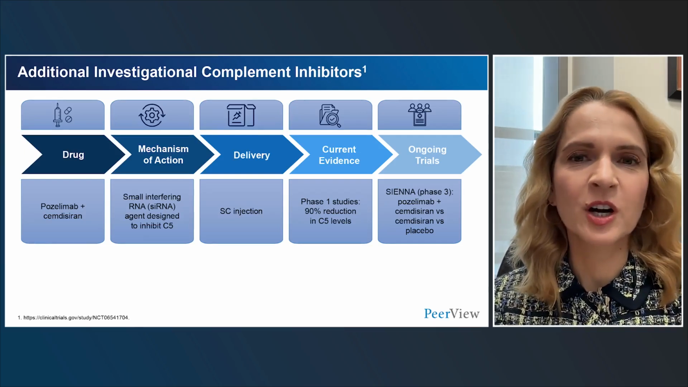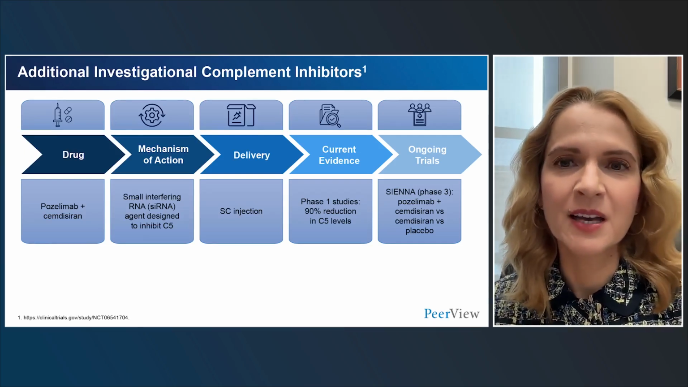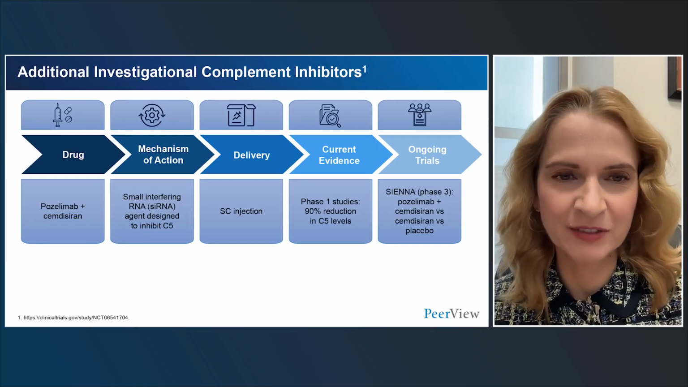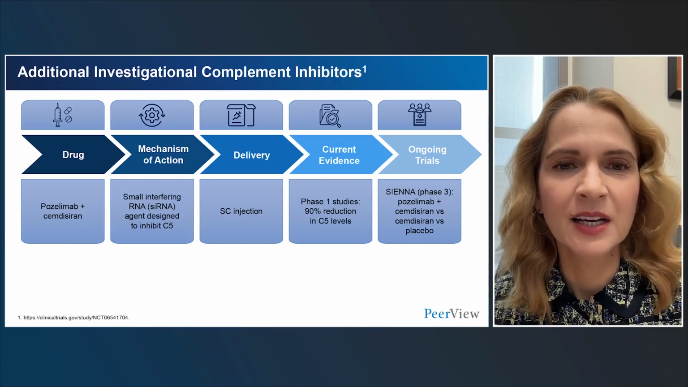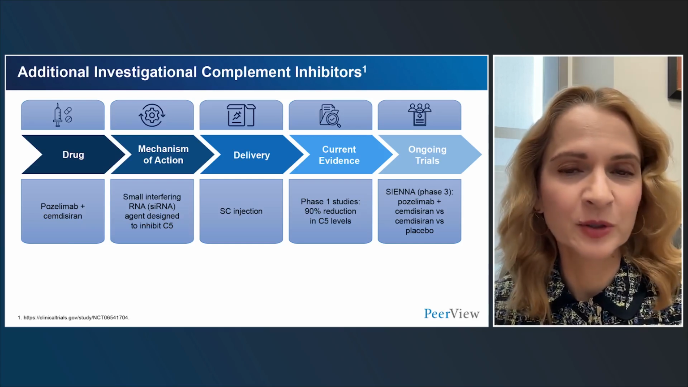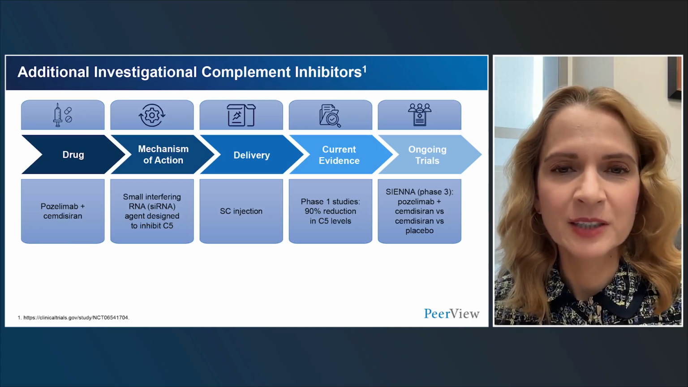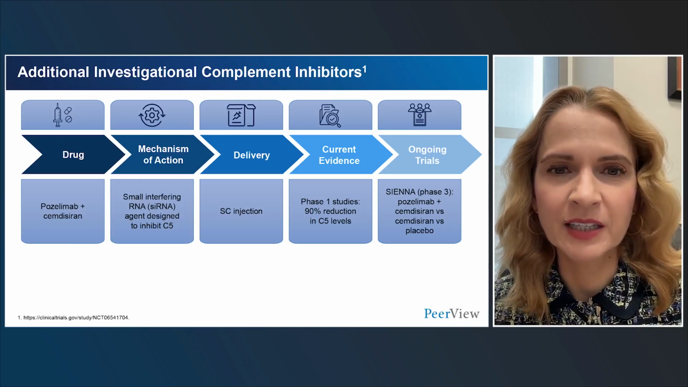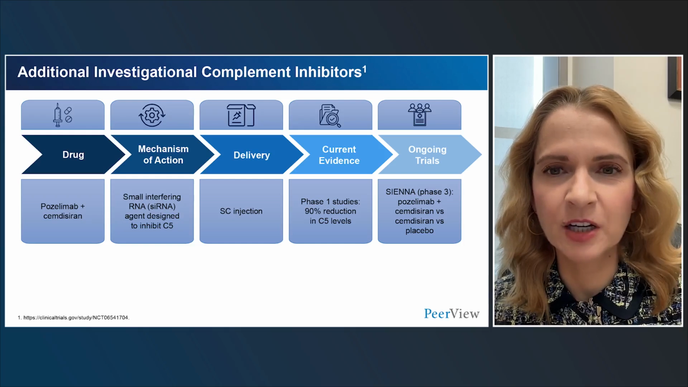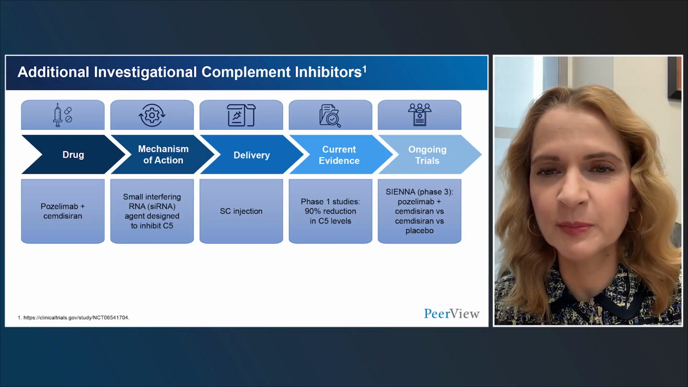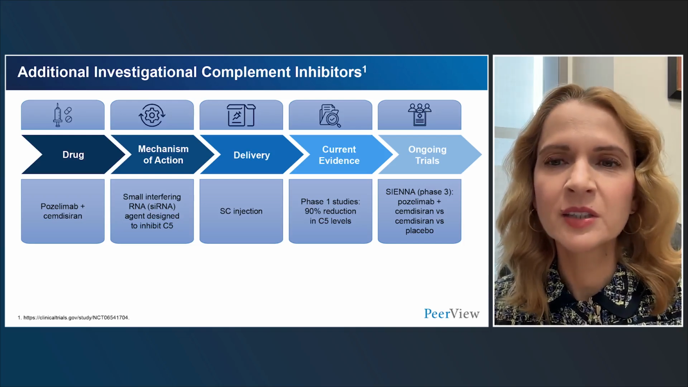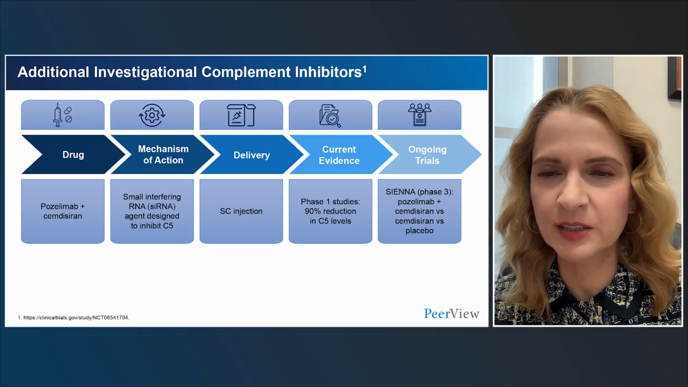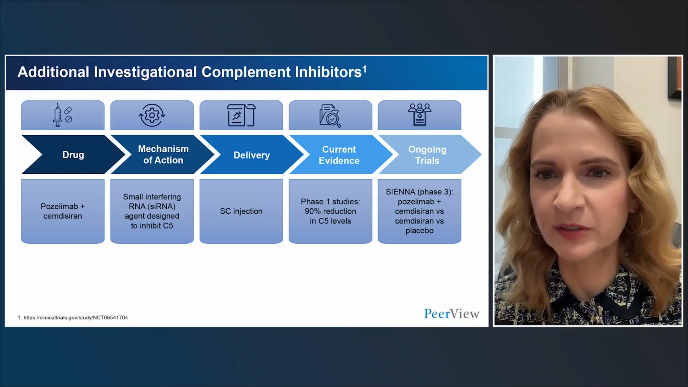Additional investigational complement inhibitors in the pipeline are numerous, but an example is given here. A combination of pozelimab and cemdisiran can be used via subcutaneous injection. The mechanism of action is small interfering RNA that are designed to inhibit C5. And current evidence is based on phase 1 studies that showed a 90% reduction in C5 levels in participants. The ongoing trial is the phase 3 Sienna trial of pozelimab with cemdisiran versus placebo.